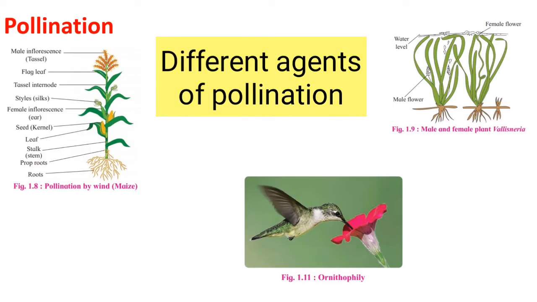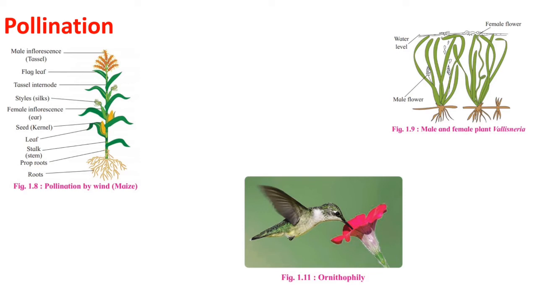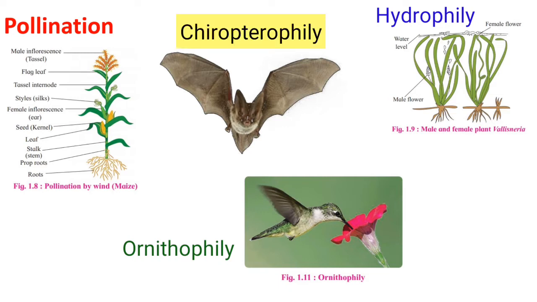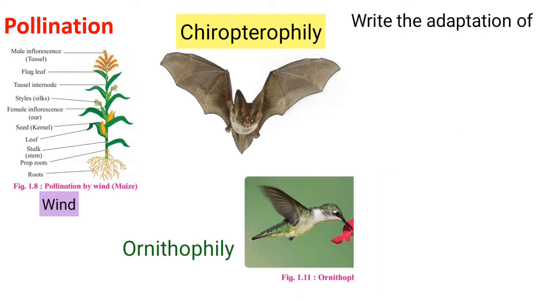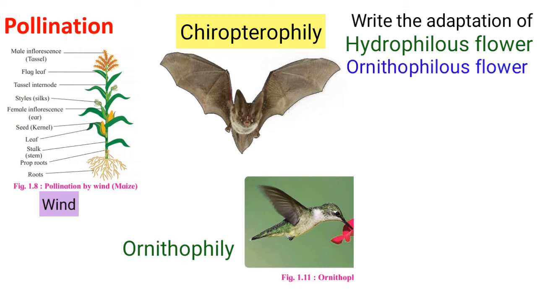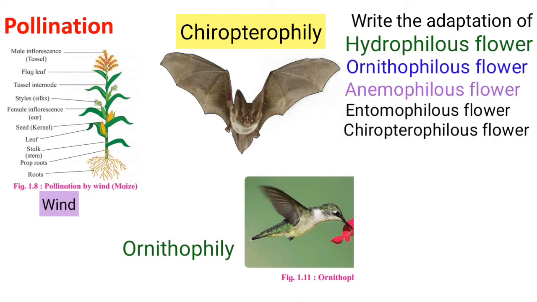Then there are different agents of pollination. If pollination is done by water, it is called hydrophily. Done by birds, it is called ornithophily. Done by bats, called chiropterophily. Done by wind, it is called anemophily. And here the question can be: write the adaptations of hydrophilous flower, or write the adaptations of ornithophilous flower, or write the adaptations of anemophilous flower.